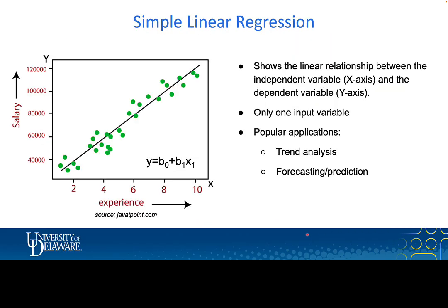Let's start with simple linear regression. It shows the linear relationship between the independent variable in the x-axis, which is experience in this case, and the dependent variable, which is the y shown in the y-axis here, which is salary. It is called simple because there is only one input variable, x, and it shows this linear relation. Typical applications for this kind of algorithm are trend analysis, forecasting and prediction.